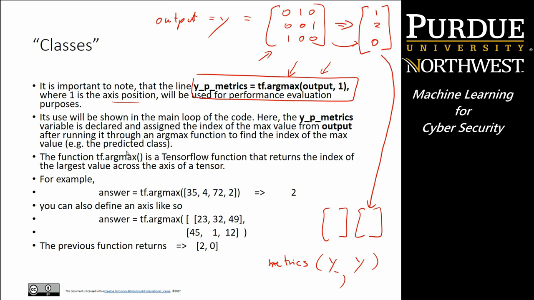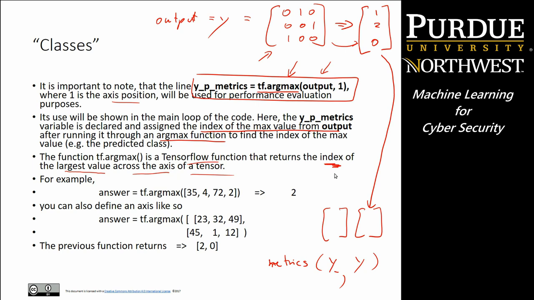Here, the YP metrics variable is declared and assigned the index of the max value from output after running it through an argmax function. So basically, we need to understand what this TensorFlow helper function does, right? And so this is the definition of it. The function tf_argmax is a TensorFlow function that returns the index of the largest value across the axis of a tensor. Right? So this is one of those things that, again, learning curve. You have to understand.